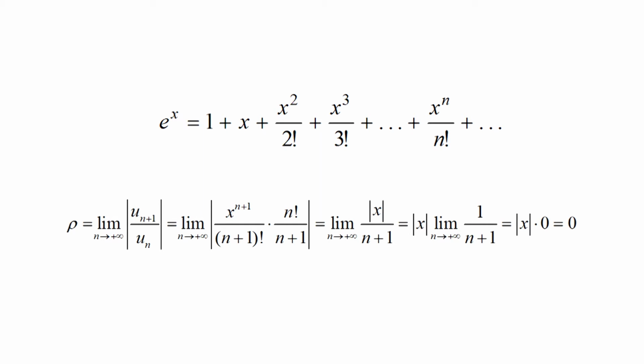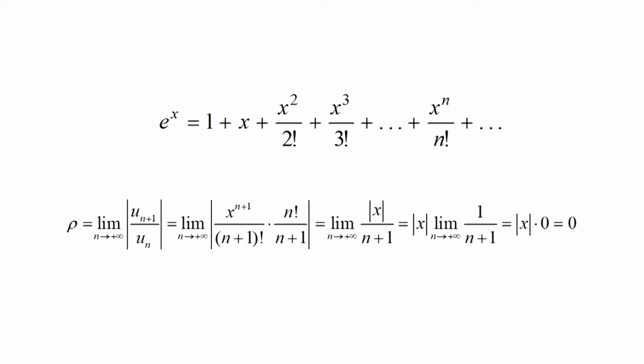rho equal to limit of absolute value of u_(n+1) upon u_n as n approaches infinity, which is equal to limit of absolute value of x^(n+1) upon (n+1) factorial into n factorial upon x^n as n approaches infinity, which is equal to limit of absolute value of x upon n plus 1 as n approaches infinity, which is equal to absolute value of x into limit of 1 upon n plus 1 as n approaches infinity, which is equal to absolute value of x into 0, which is equal to 0.